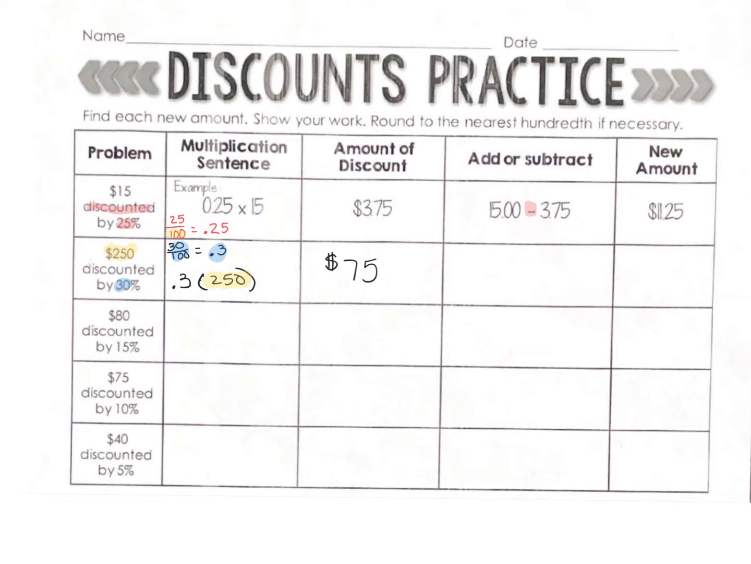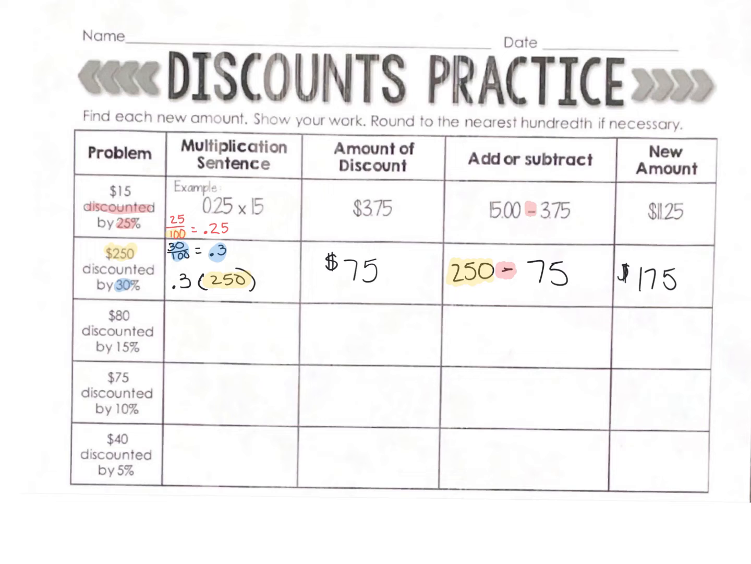Now to figure out what the new price is, I need to subtract the discount from the total I paid. So I start with my total amount, which is $250. Again, $250 right here. And then I subtract because it's a discount. I subtract the discount, the amount that's being taken off the original price, and that's 75. So 250 minus 75 is equal to $175. So my new amount, or the total, is $175.